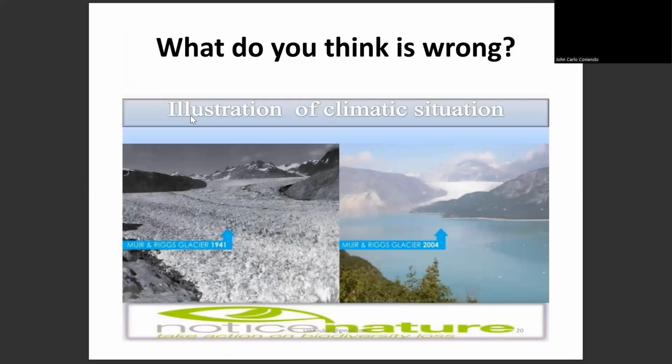So I want you to think about this picture, or compare the pictures. What are their differences and their similarities? Actually, these pictures were taken in the same location. This one is Muir and Riggs Glacier in 1941, and this one is Muir and Riggs Glacier in 2004. As you can see, this is the situation we are now experiencing. Ice caps are slowly melting due to global warming.